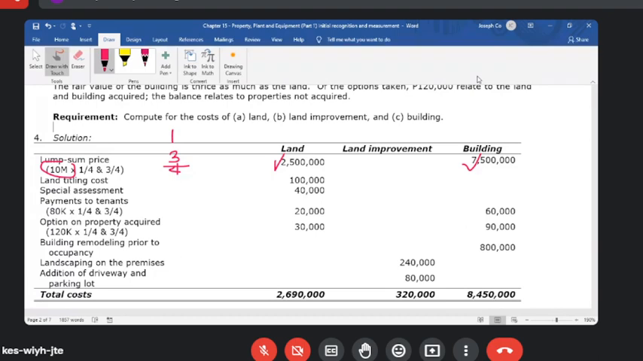And then, building, remodeling prior to occupancy, building, landscaping on the premises, land improvement, addition, driveway, parking lot, land improvement. Answer, land, 2,690,000, land improvement, 320, building, 8,450,000.